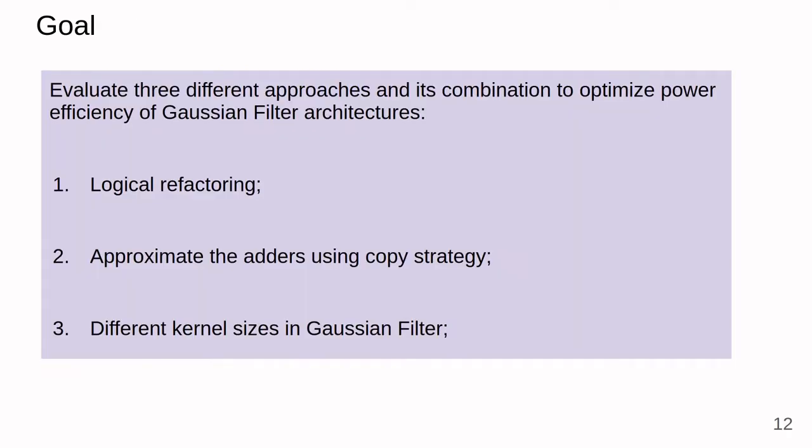So, the goal of this work is to evaluate three different approaches and their combinations to optimize power efficiency of Gaussian filters. The first one is logical refactoring to reduce the amount of operations. The second one is the use of approximation in adders to reduce area and power. And the last one is to evaluate 3 different kernel sizes to understand the impacts on final results.